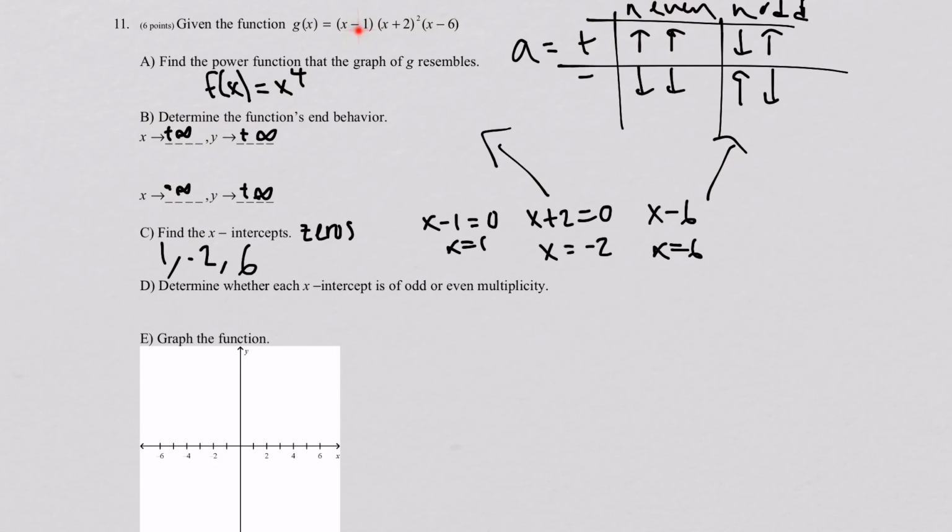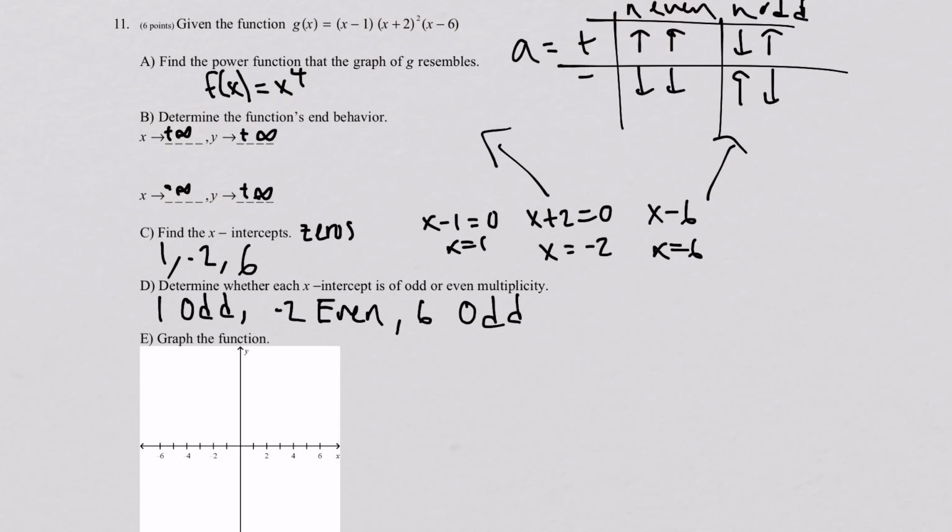This one happens once, so the multiplicity is odd. This one happens twice, so the multiplicity is even. This one happens only once, so the multiplicity is odd. So here's what I'm going to write. 1, odd. Negative 2, even. And 6, also odd. Each one has a different multiplicity, right? 1 is odd, negative 2 is even, 6 is odd.